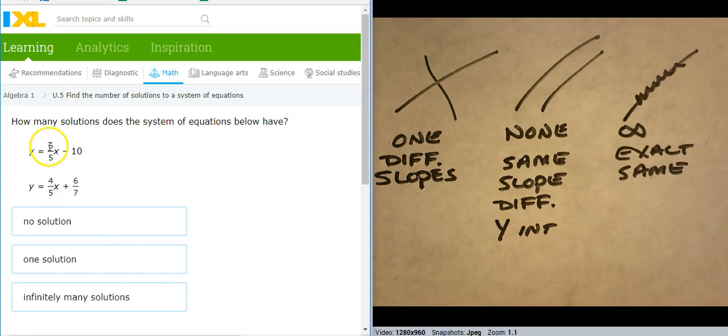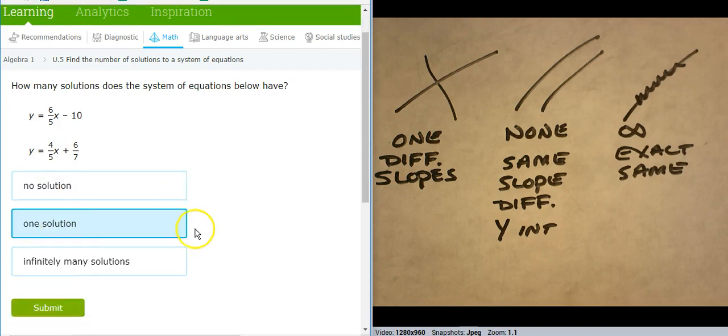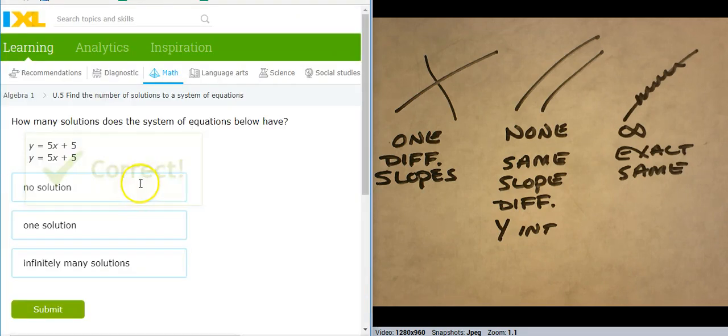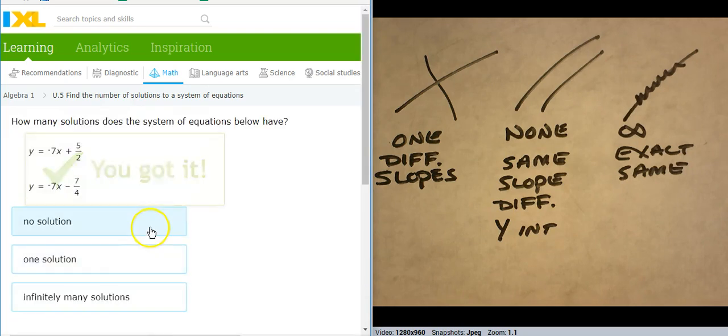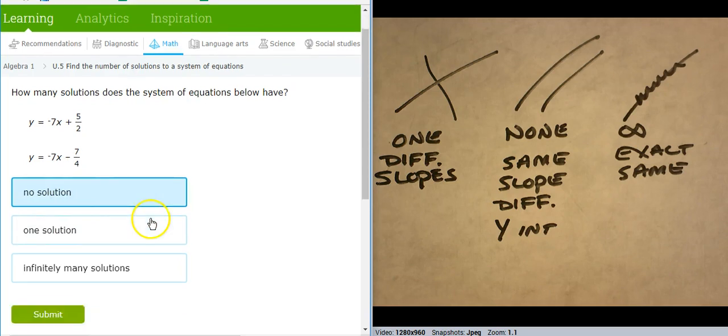Right here, do you see the slopes? The slopes are different. This has a slope of 6/5. This has a slope of 4/5. Different slopes means there's going to be one solution. This is the exact same equation twice, which means infinite solutions. Let's see, same slope, but different intercepts. That's no solution.